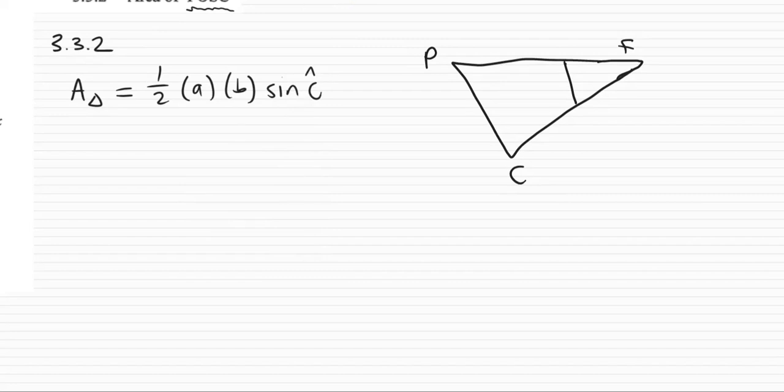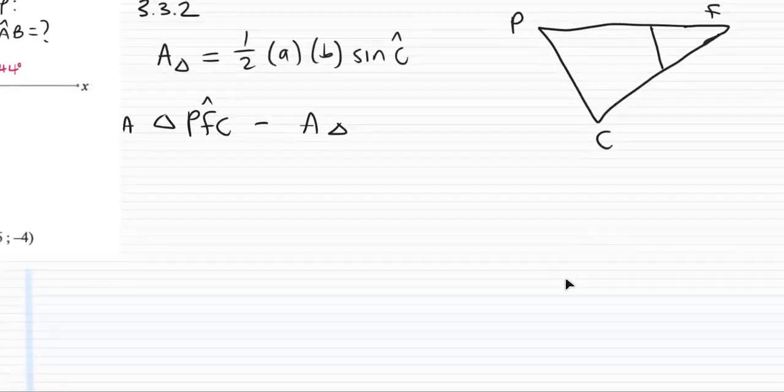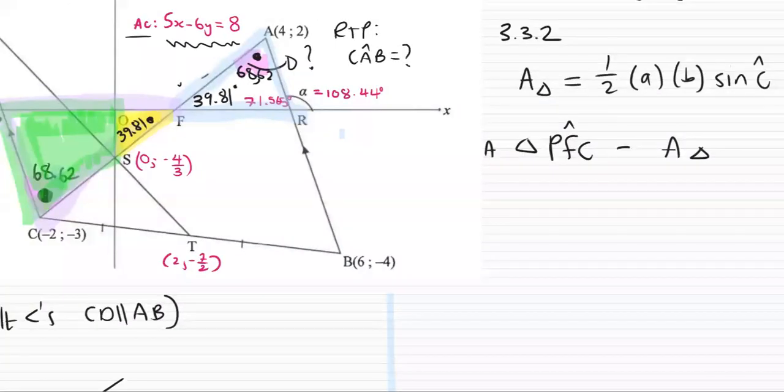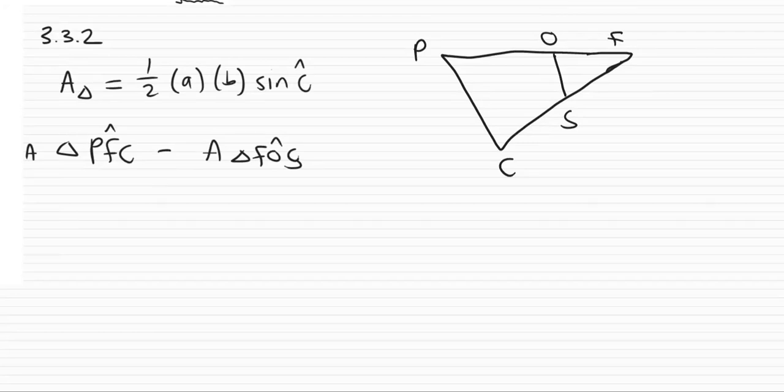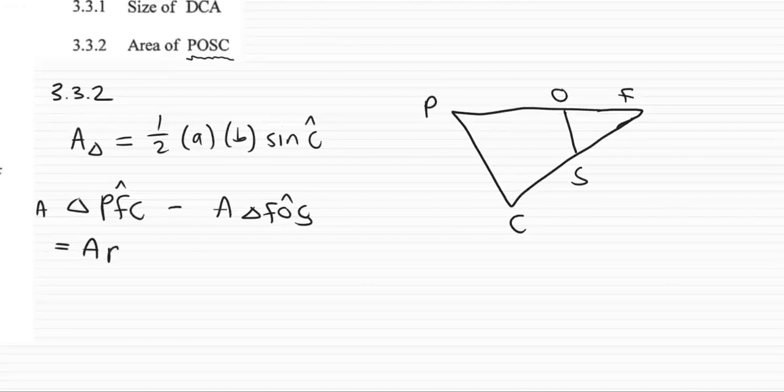So basically, in order to get this answer, we would need the area of triangle PFC minus the area of triangle, what were those two unknowns? FOS. FOS. Okay. So this is what we are trying to get. So this area will equal the area of what the question asked for, which was POSC.